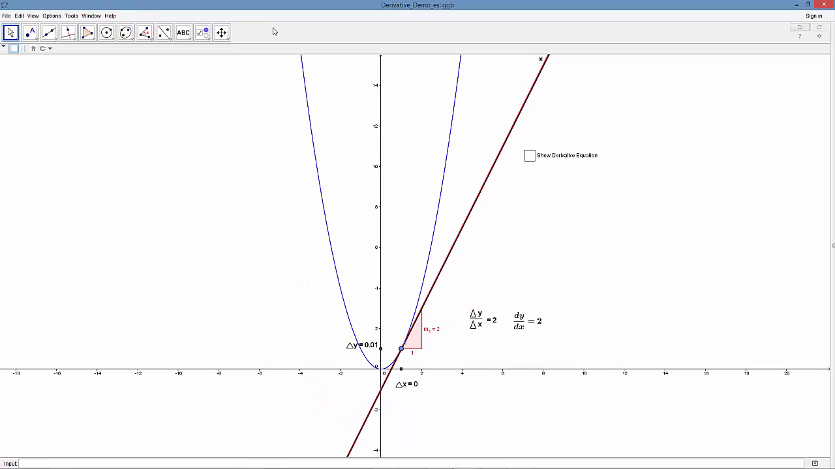So now what we want to do is a little bit of math to arrive at an equation for the derivative, again, that represents the instantaneous rate of change of our function at any point along our function.